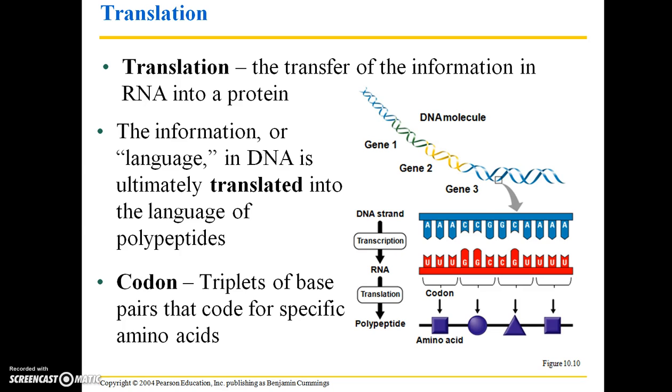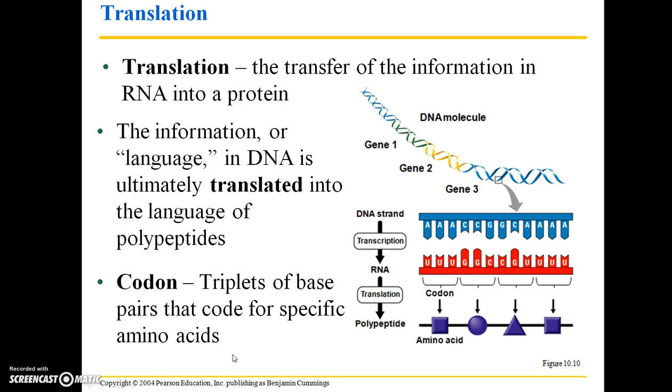Okay, so translation is the transfer of the information in RNA into a protein. So again, RNA is like that middleman. It has transcribed the information from DNA, and that information is now stored within RNA. So we need to get from RNA into a functional protein. So the information or language within DNA is ultimately translated into the language of polypeptides, which are the building blocks of proteins.